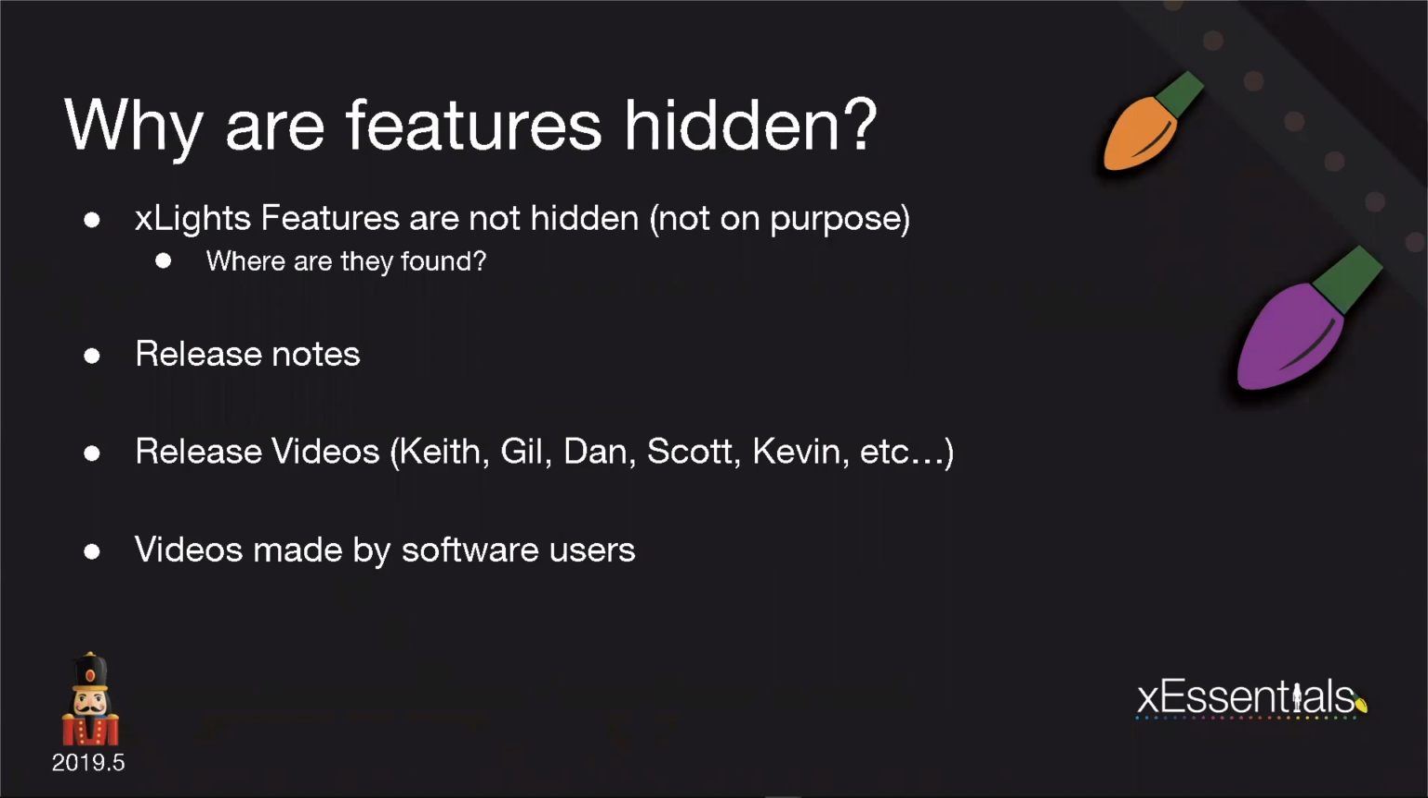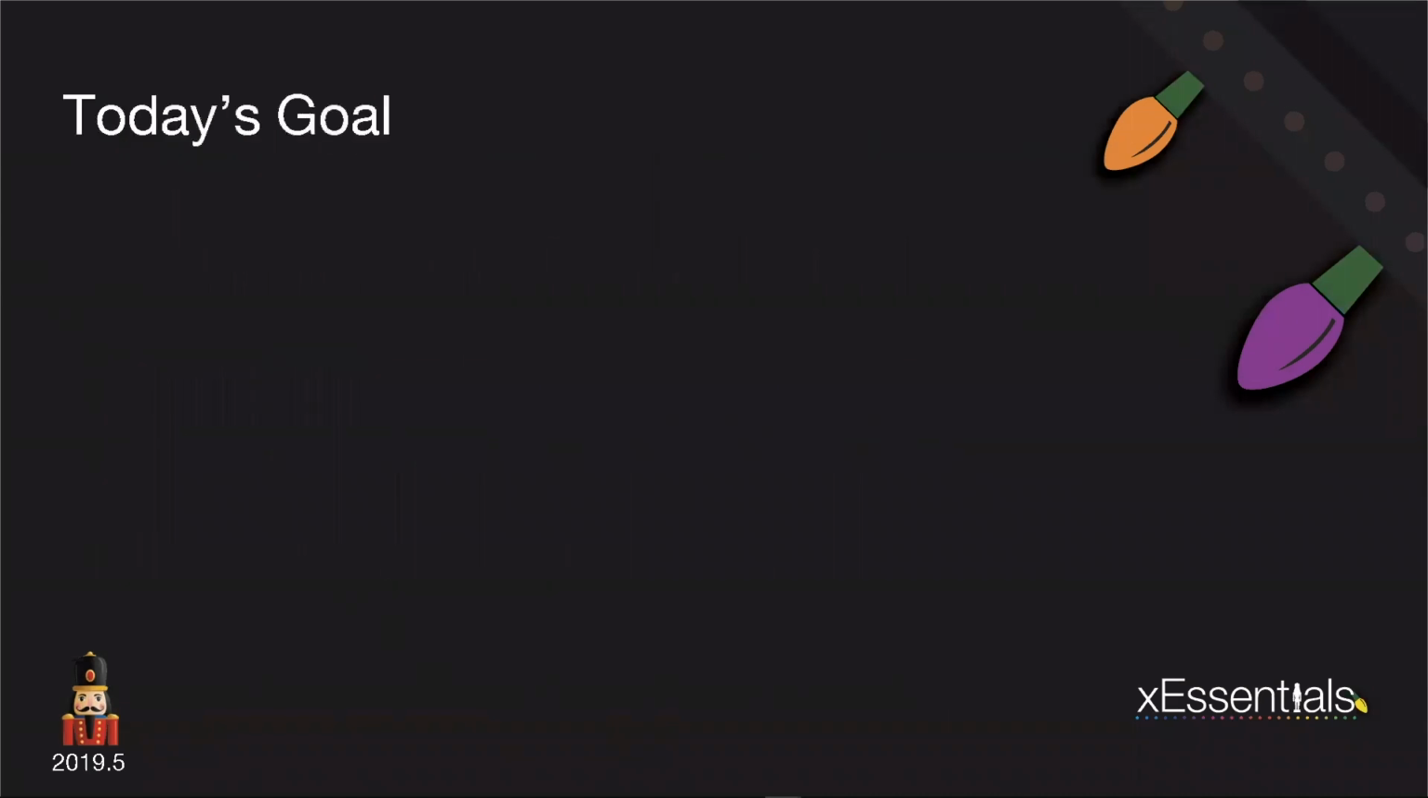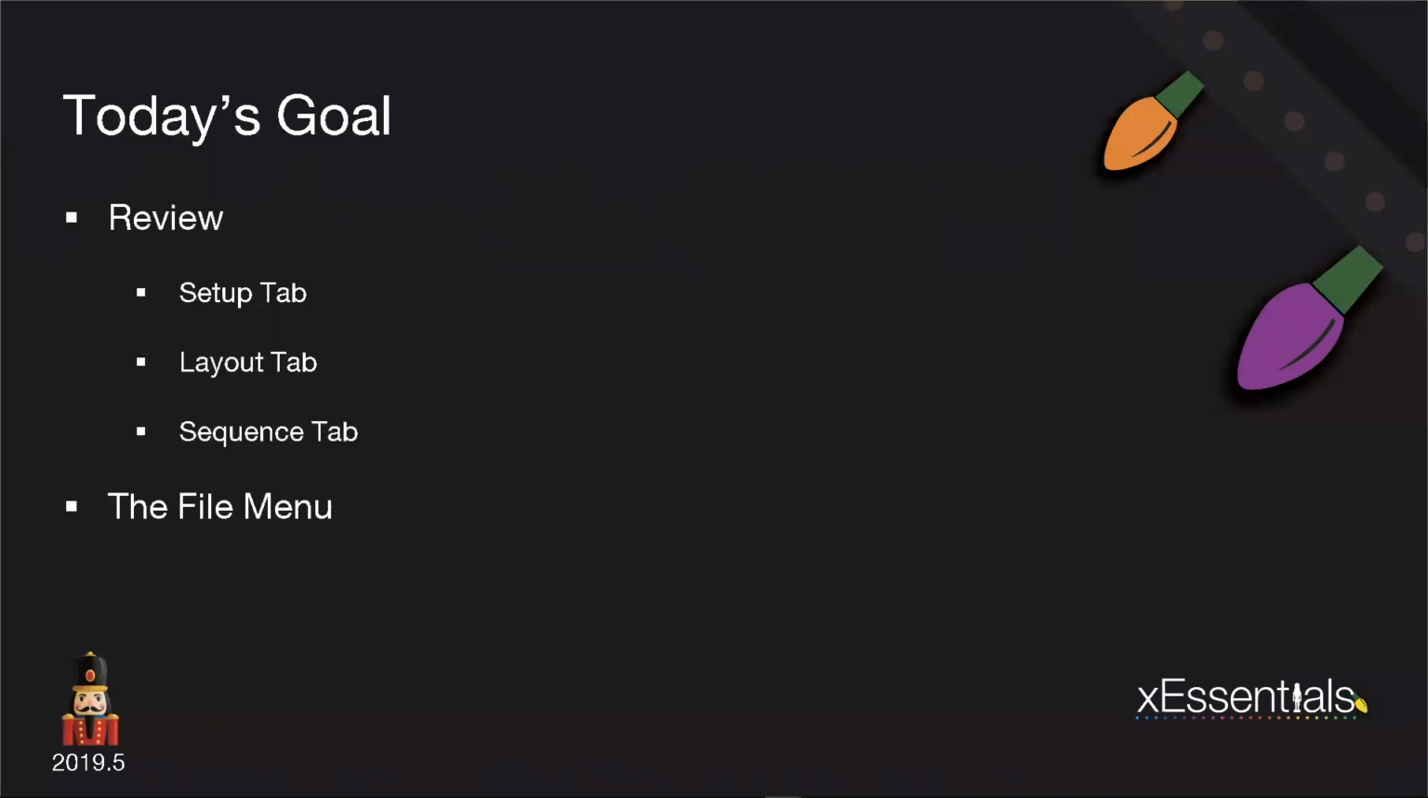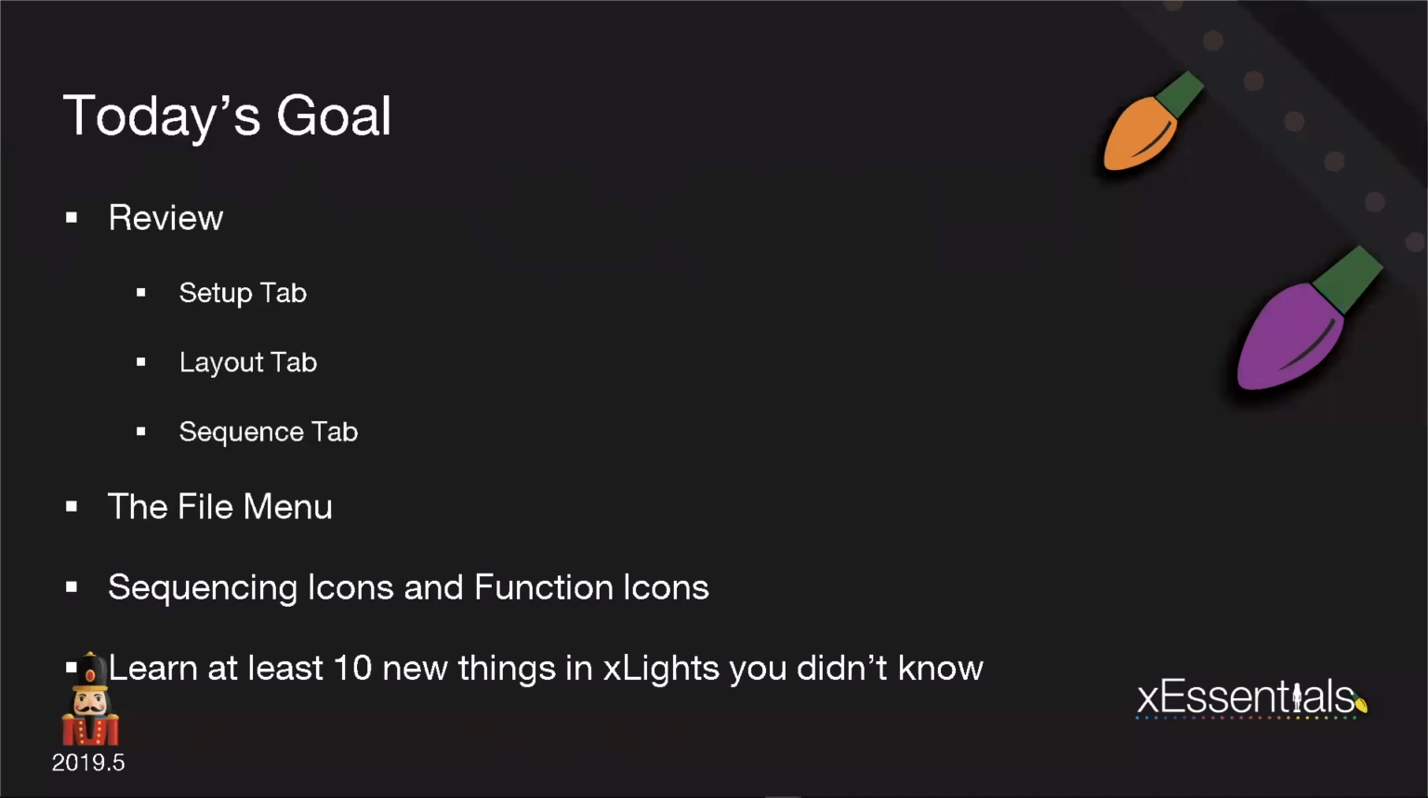I have a couple of goals for tonight, and the major goal is to get through a lot of the major features in the program that maybe you don't know about. I'm going to touch on a lot of things. For example, the setup tab, the layout tab, and the sequence tab. I'm also going to go through the file menu, which is the menu that goes across the top of the screen, where you have a lot of drop downs. Then I'm going to touch on the sequencing icons and the function icons that are available. I'm not going to do absolutely everything. There's just no way to do everything.